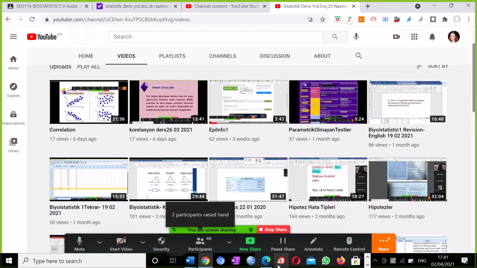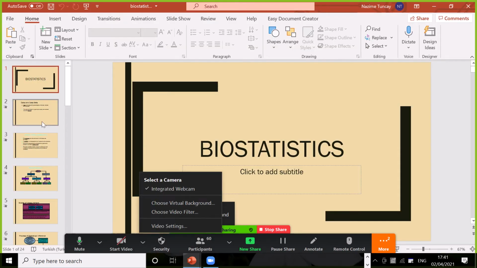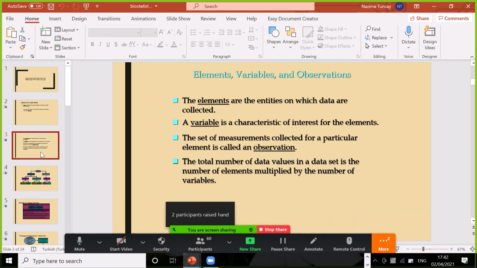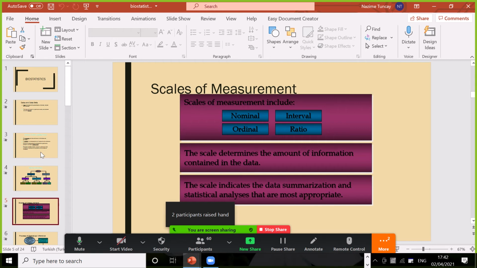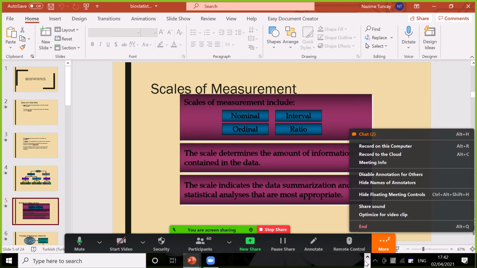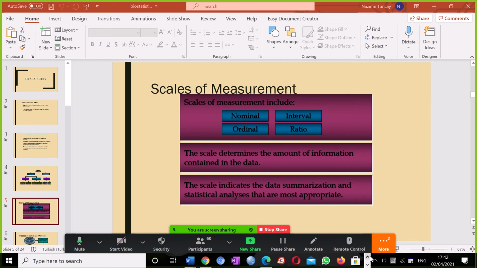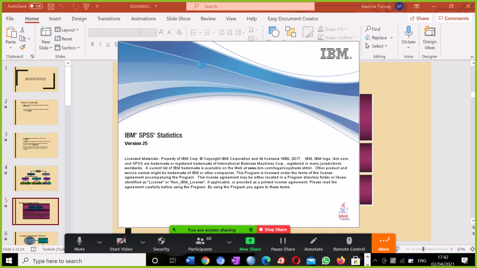Okay, so let us start with this PowerPoint. I'm going to upload it also to the system. These were the subjects that we have seen before. We have discussed nominal, ordinal, and ratio or interval on SPSS. The SPSS program looks like this. It's opening. It's not a free program. You have to pay for it. I was using version 25. There is 26 also now.